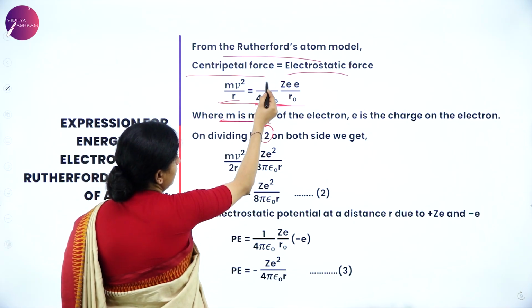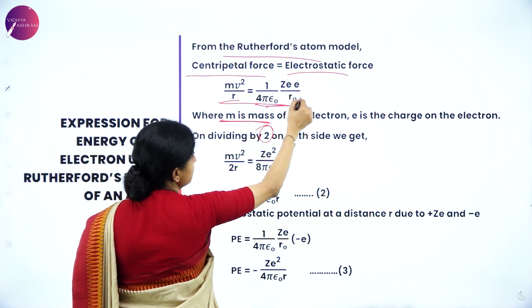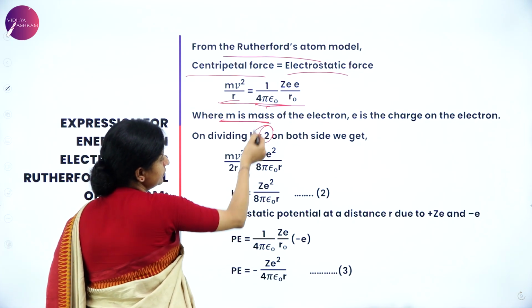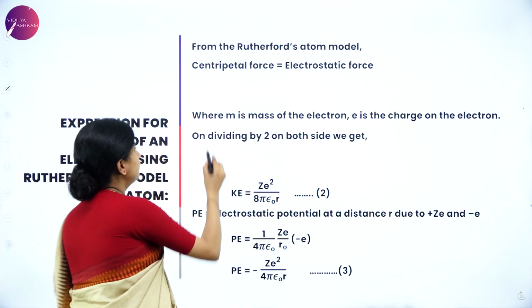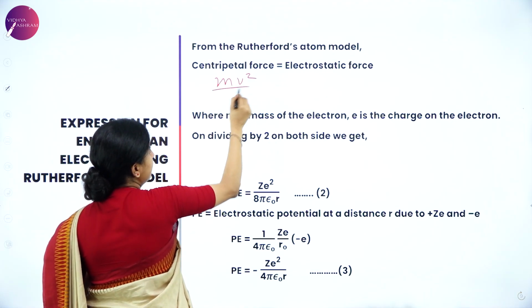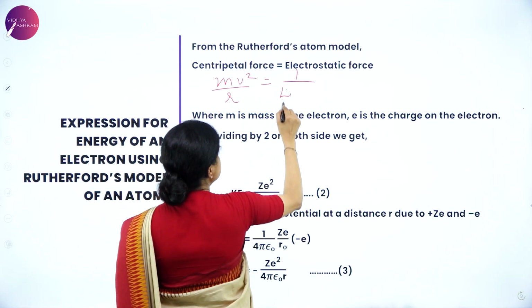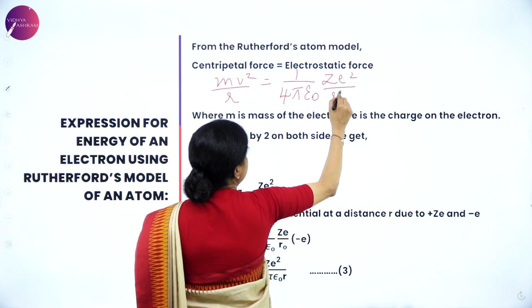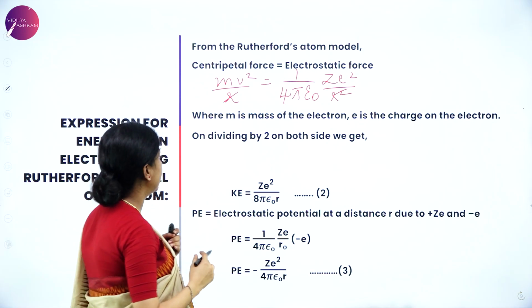is equal to 1 divided by 4 pi epsilon naught, and if we divide this whole equation by 2, we get Ze square in the numerator divided by 4 into 2, that is 8 pi epsilon naught into r naught. So centripetal force is given by mv square divided by r is equal to the electrostatic force, as we have studied in the first chapter, it is 1 by 4 pi epsilon naught Ze square divided by r square. Now one r and the r on the other side will get cancelled.